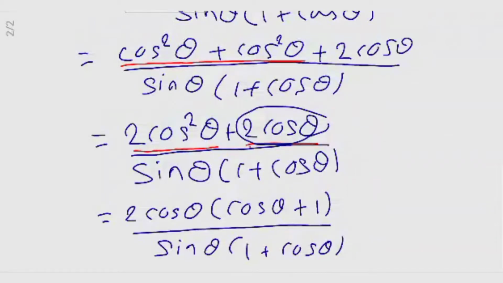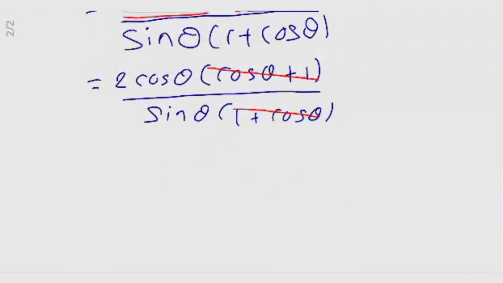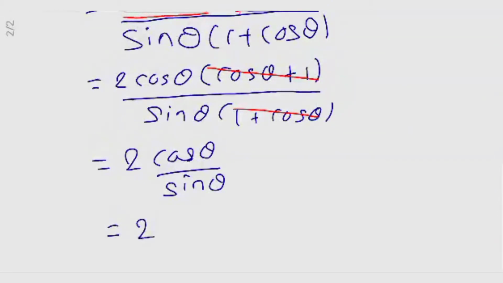So now here (1 + cos θ) and (1 + cos θ) get cancelled, so the remaining term is 2 cos θ divided by sin θ. So this one we can write, 2 cos θ divided by sin θ is 2 cot θ. So it is our RHS.